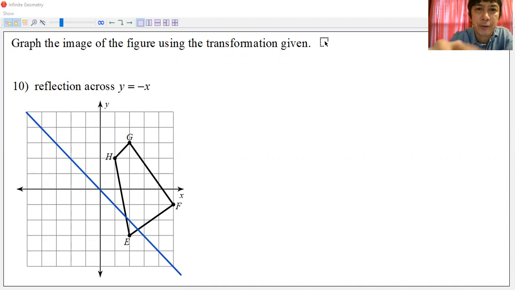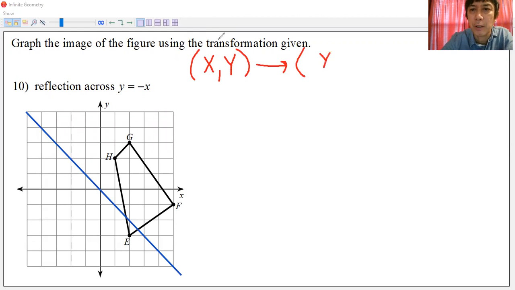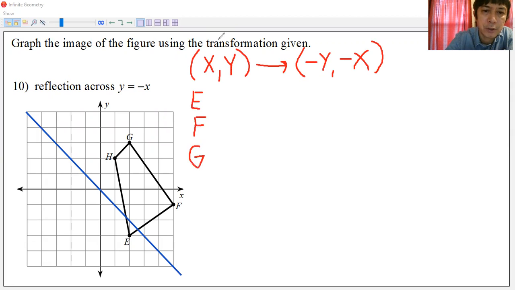All right, let's start with the rule. The rule is (x, y) becomes (y, x), and then reverse the signs there. Okay, and so let's have the points. We will start with E, F, G, H. Okay, E, F, G, H. There. Then let's read the coordinates.